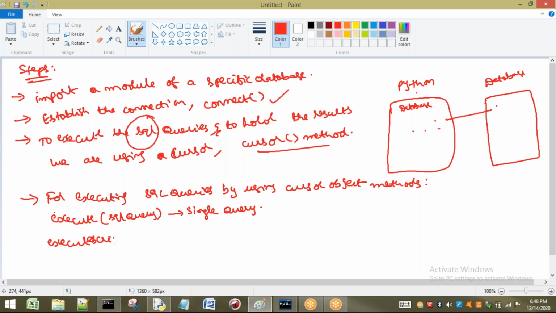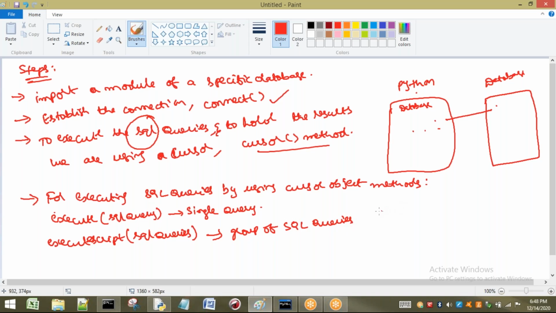And if you want to use the concept of executescript, we have one more method called executescript. Here we can write a group of queries. In the above, with execute, we can execute only one single query. But with executescript, we can pass multiple SQL queries as arguments. So here it can execute a group of SQL queries.